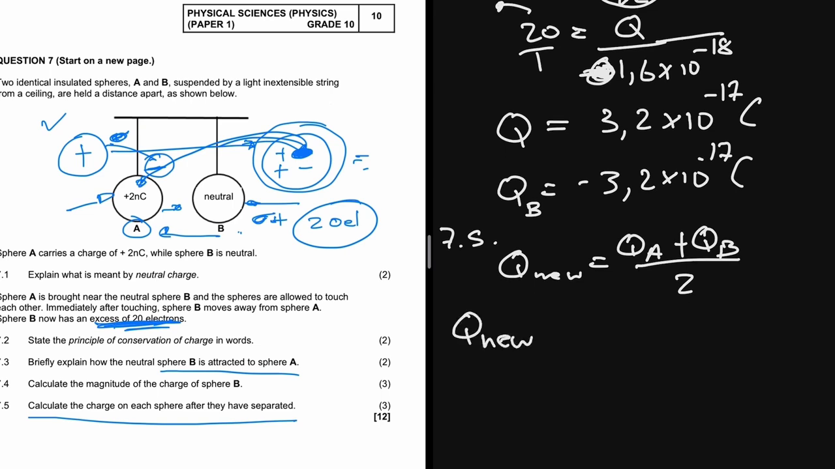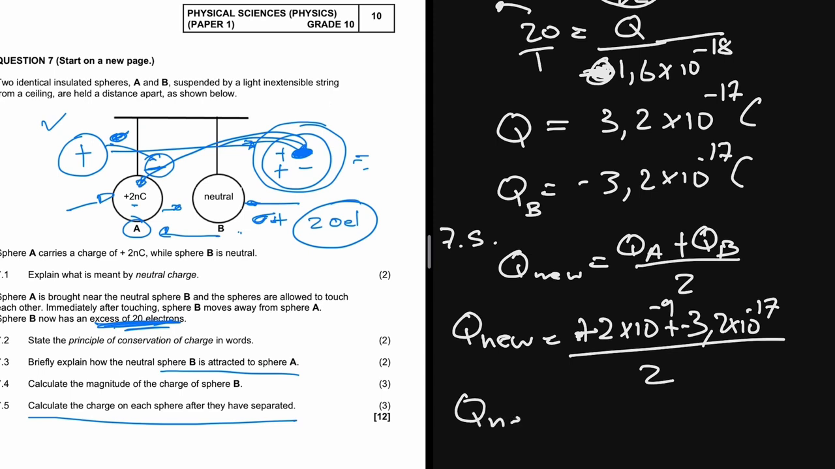So now the new charge that we have, the charge of A, is how much? It is actually positive 2 times 10 to the power, remember, n means nano, nano is negative 9. And then we have the charge of B, which is negative 3.2 times 10 to the power of negative 17, all divided by 2. So now the new charge that we get is 2 times 10 to the power of 9 minus 3.2 times 10 to the power of negative 17, all divided by 2.